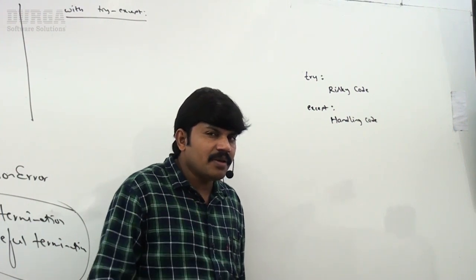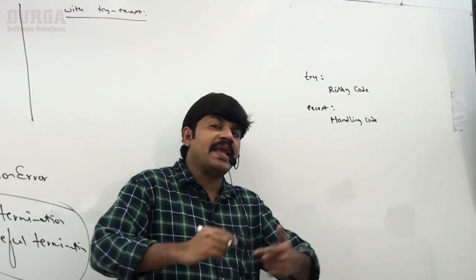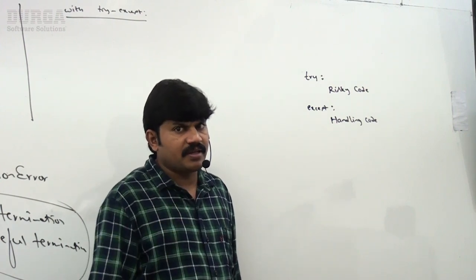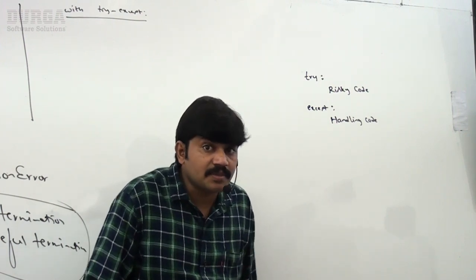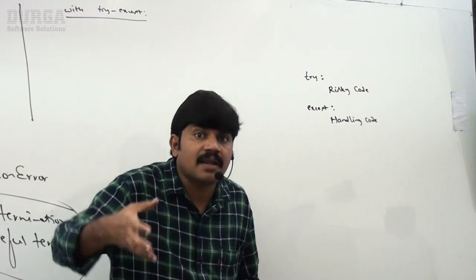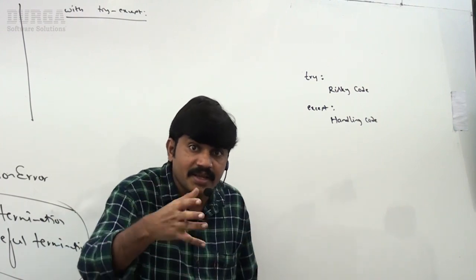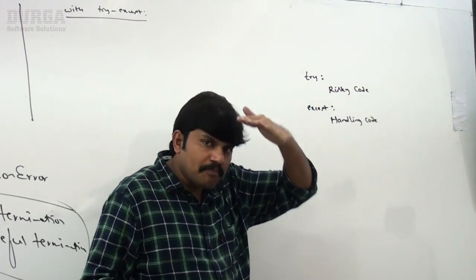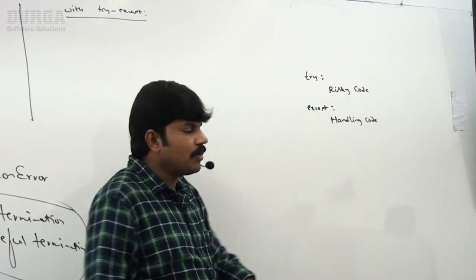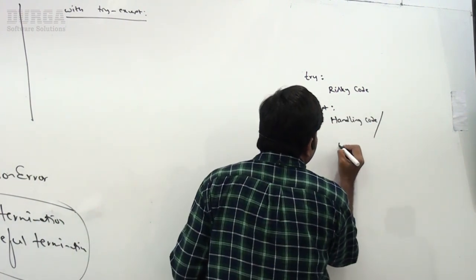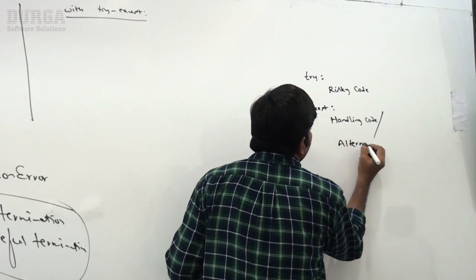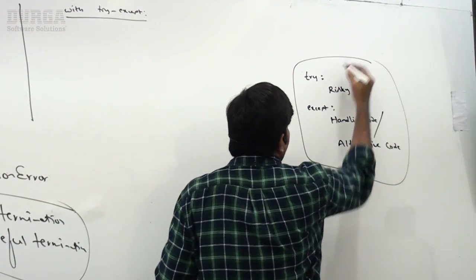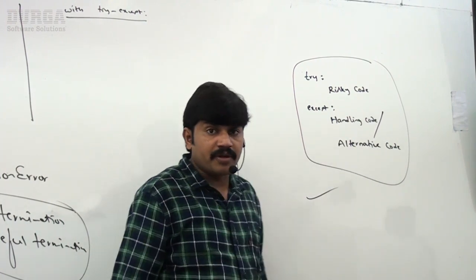Have you remembered the meaning of exception handling? I covered it already in the last videos very clearly. Exception handling means defining an alternative way. So this is the main code, and if there is a problem in the main code, then immediately this alternative code should execute. This is the syntax, very important.